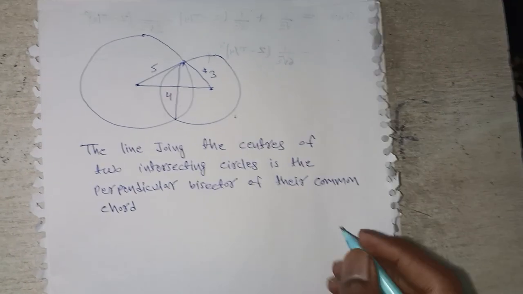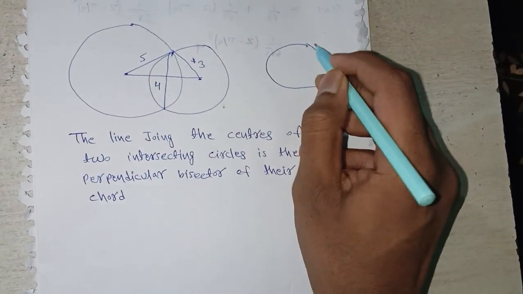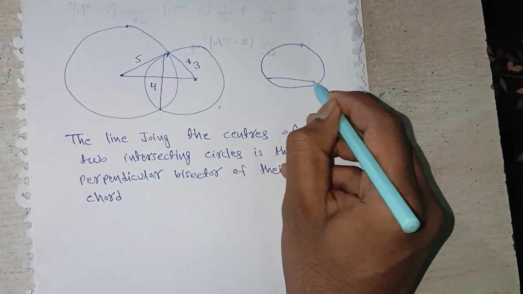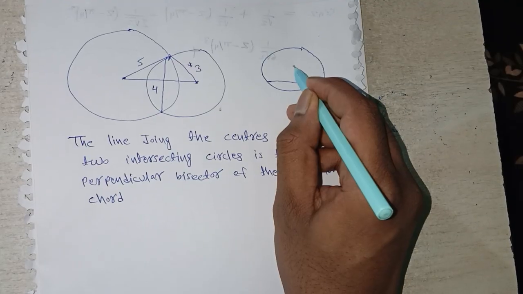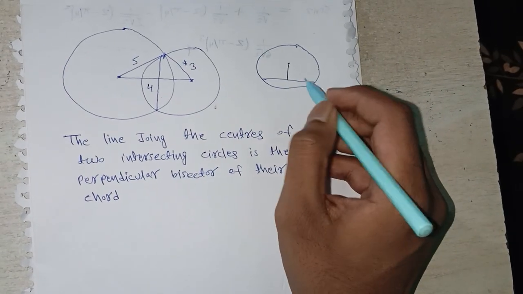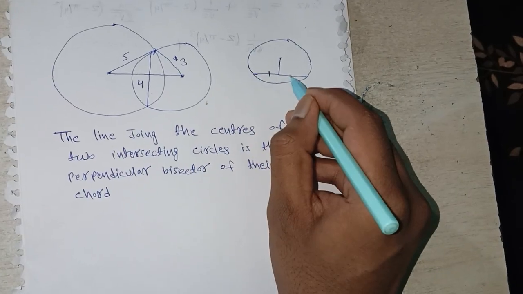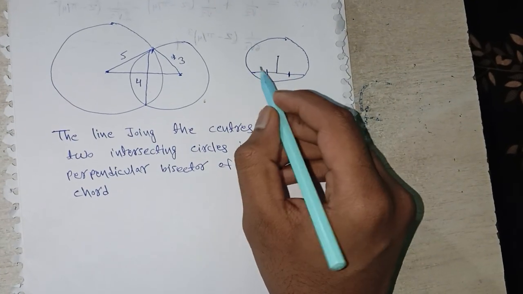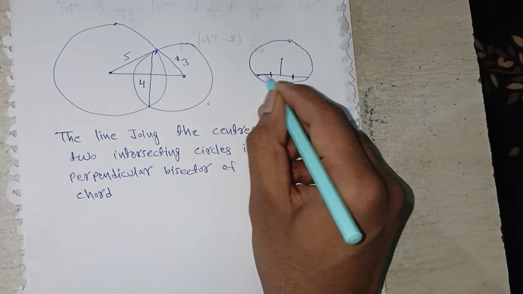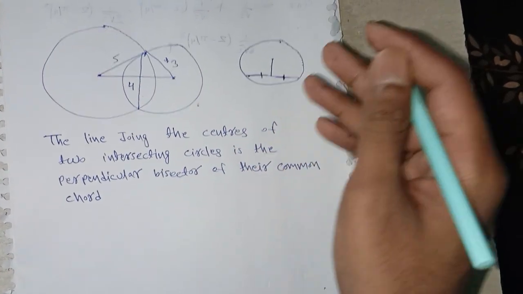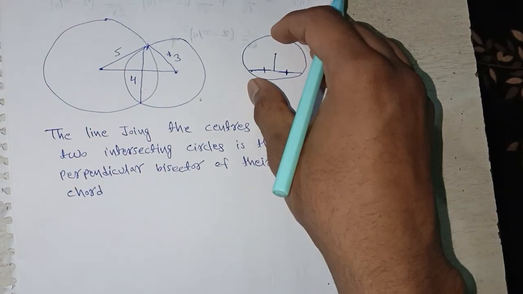So we already know the theorem. The theorem is that suppose there is a circle and there is a chord, and if I draw a perpendicular from the center of the circle to this chord, then this perpendicular bisects the chord. It means that this chord will be cut into two equal parts. This part and this part will be equal if I draw a perpendicular from the center of the circle to the chord. This is a theorem.